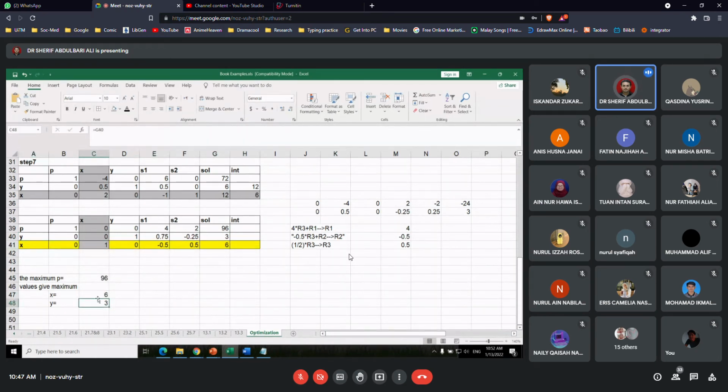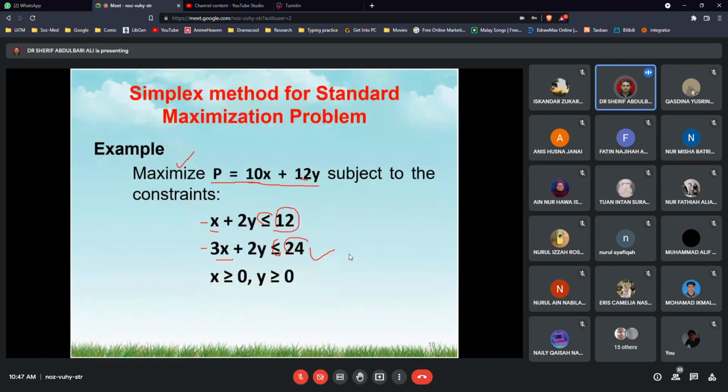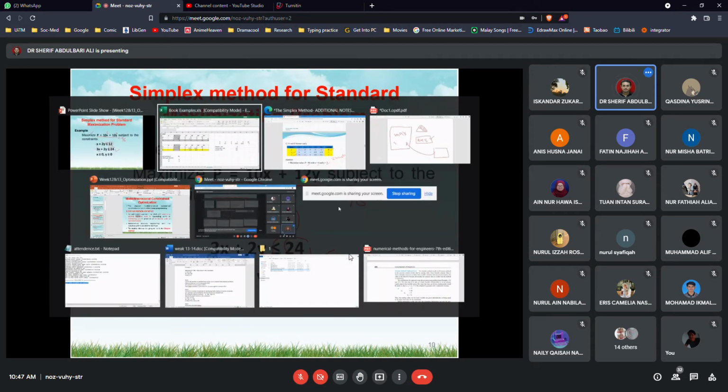Take these two values of 6 and 3 and you put them in the original equation here. So if you put 6 and 3 here, you will get the answer of 96. This is just to confirm your answer. So that's all for the maximization problem.